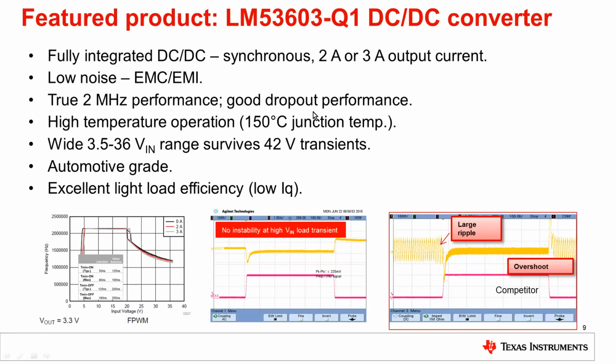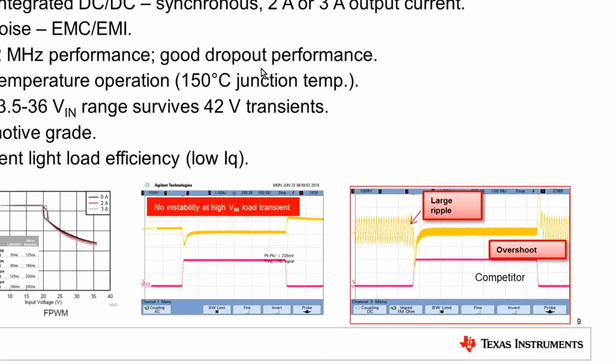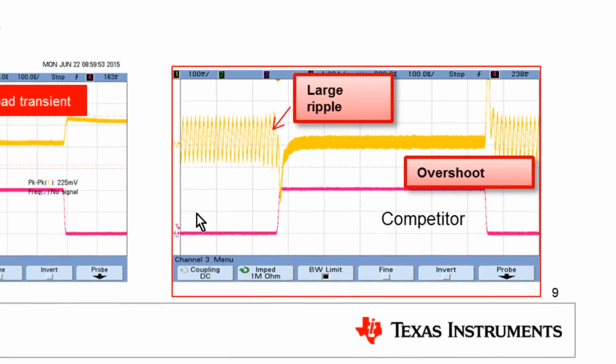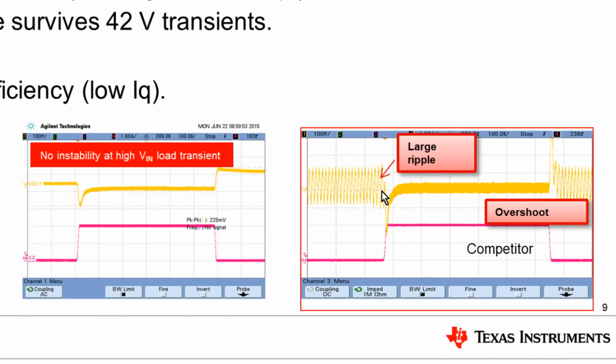Now let's return to this slide again and look at the transient performance when there is a load transient. Towards your right you can see two graphs, one which is the performance of the LM53603 and the other which is the performance of a competitor device at high VIN voltage. The data is taken at 28 volt input.